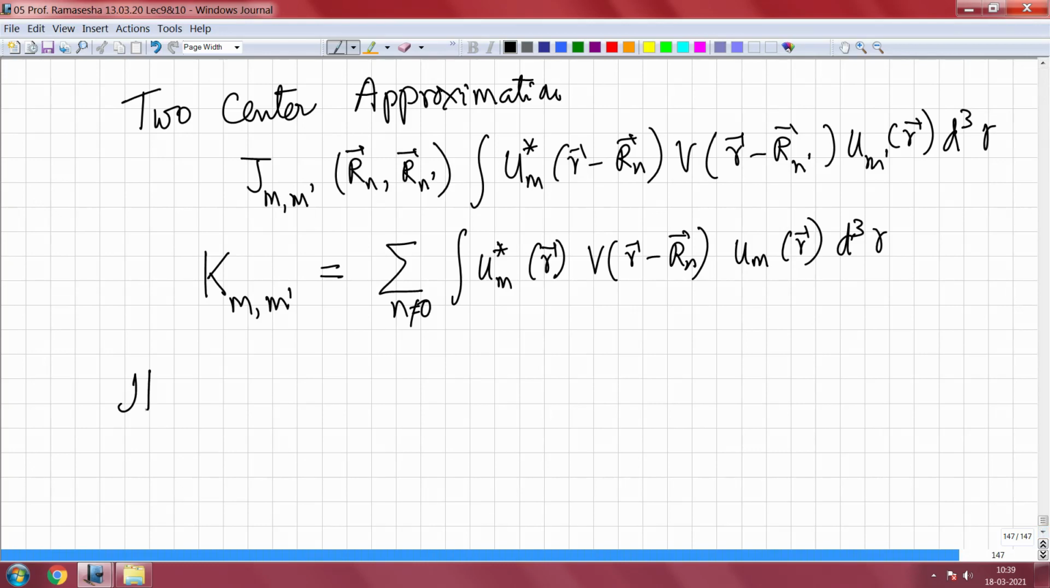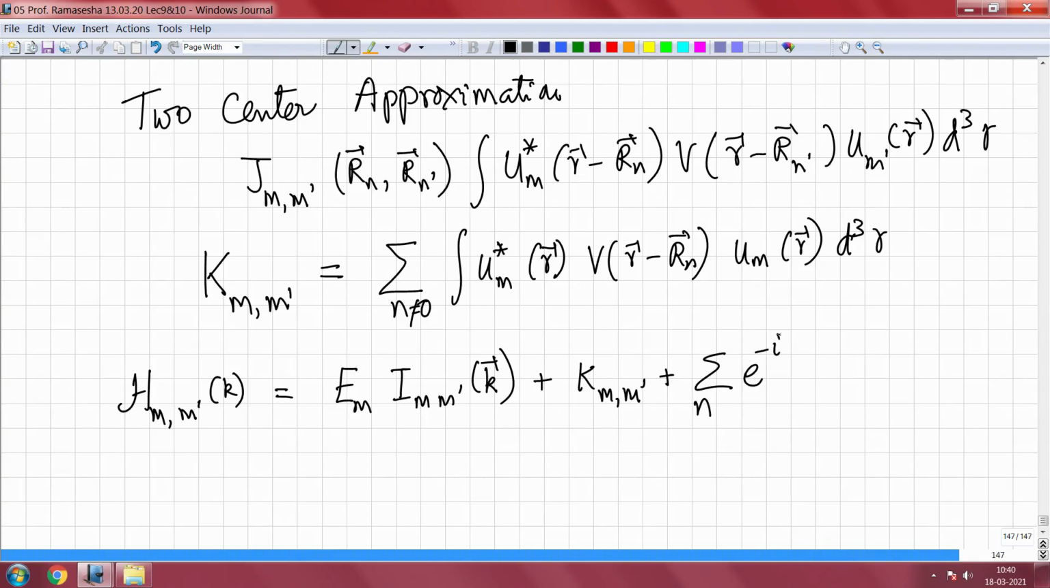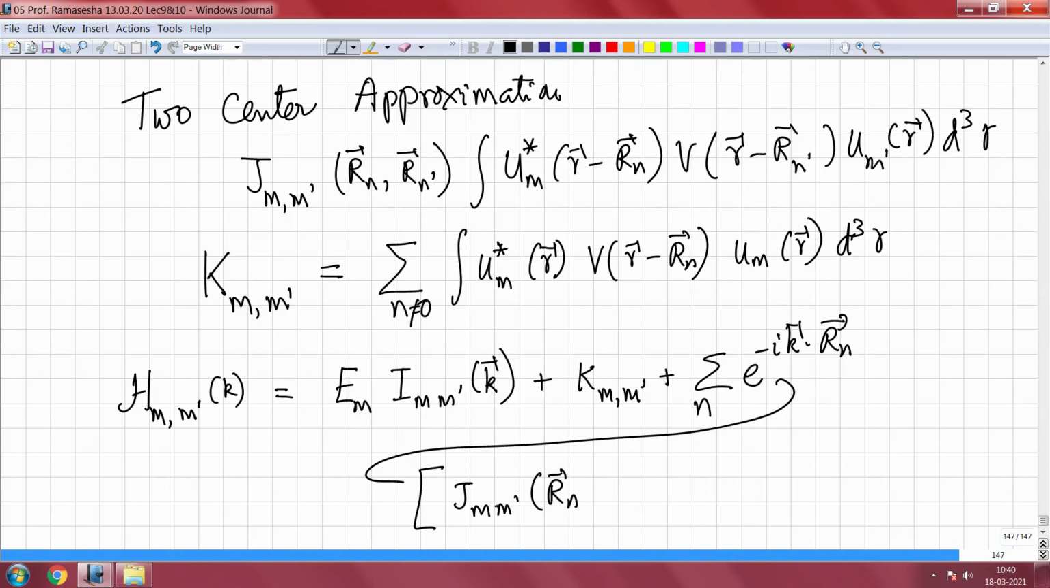And what we have is that in terms of these, I can actually define H m m prime for a given k as equal to E m m prime k, plus K prime, plus sigma over n equal to 0, sigma over n is e to the minus ik dot Rn times J m m prime Rn, plus sigma over n prime not equal to 0 J m m prime Rn comma Rn prime.